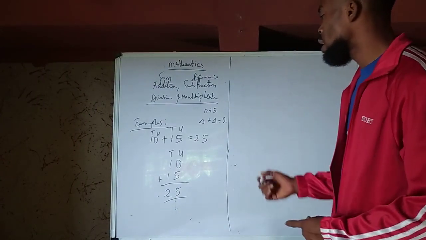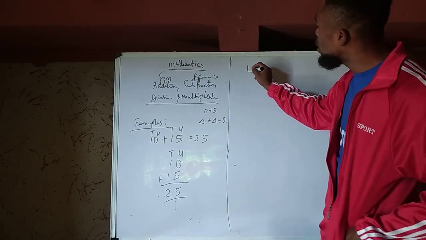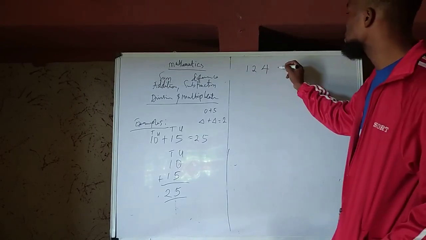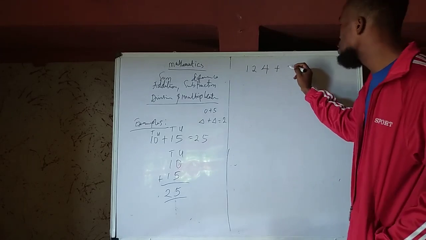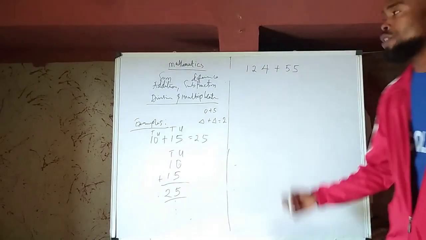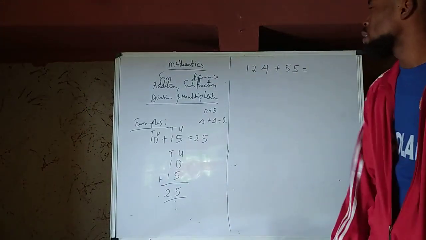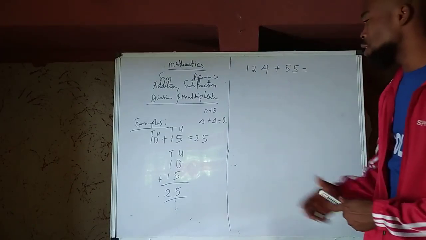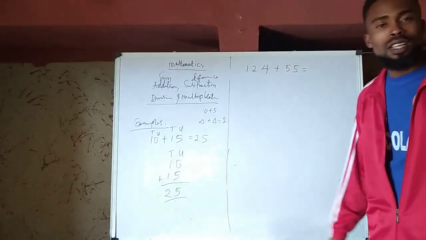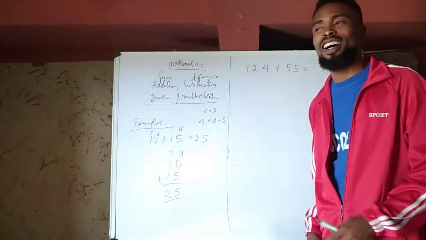So let's also look at another example. Let's say you were supposed to add 124 to 55. Say you have to add this to this. How do you then add this? Of course, our normal way of counting up to 124 and then counting 55 cannot help us. Man, we are going to be solving this for like forever.